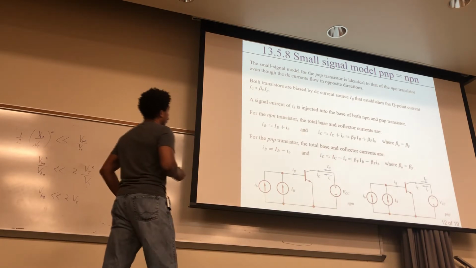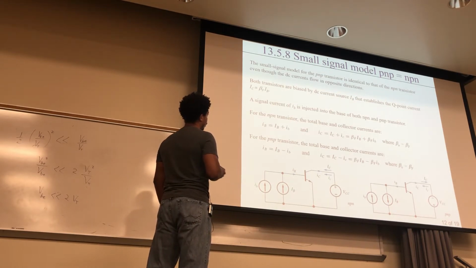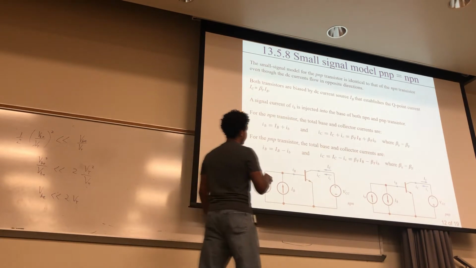So that's the same. For the NPN transistor, the total base and collector currents are this right here. Here's the IB, and here's the IC right here.